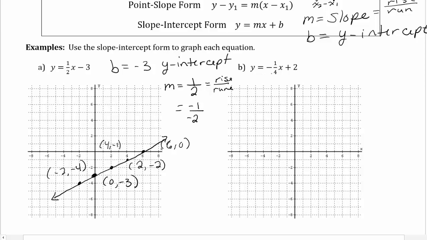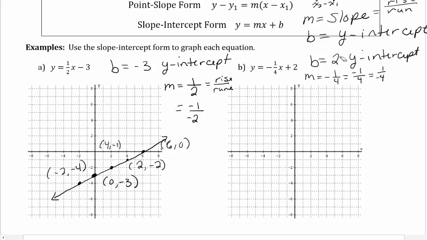On our next one, we have y equals negative 1/4 x plus 2. So our y-intercept b for this one is positive 2, and our slope, m, is negative 1/4. Remember, there are three ways for us to think of a negative fraction: a negative sign in front of the fraction like we have here, or negative 1 over positive 4, or positive 1 over negative 4. Again, the numerator is our rise, the denominator is our run.